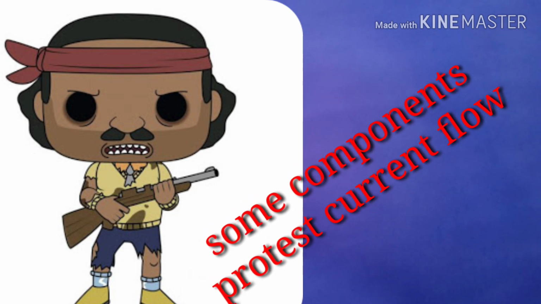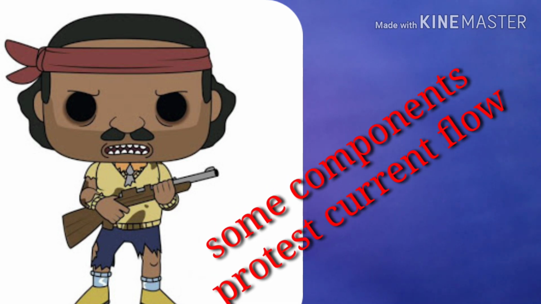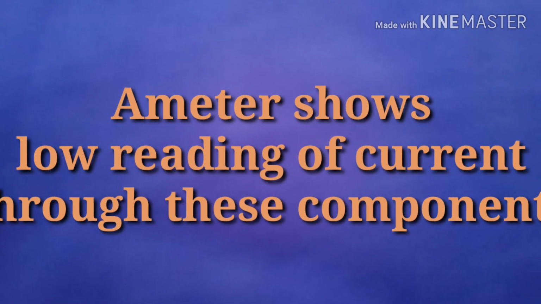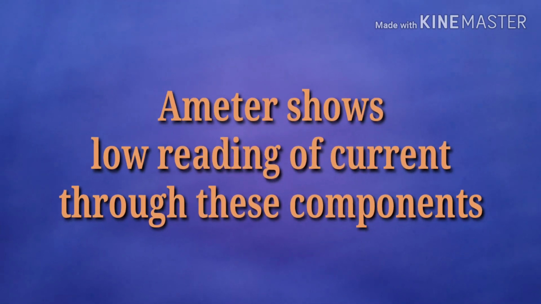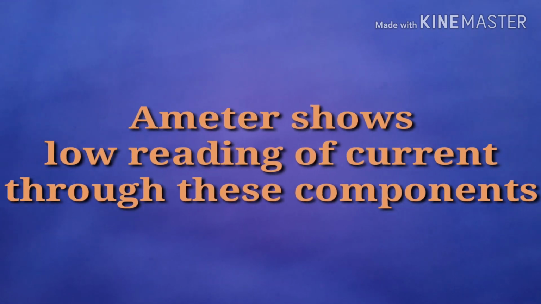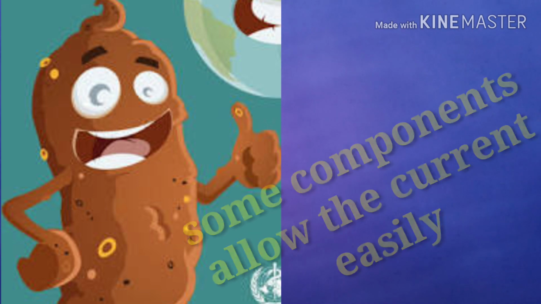That means they protest or restrict the current flow, so the full amount of current supplied by the source does not flow through these components. When we measure the amount of current through these components, the ammeter shows a low reading of current. That means less current is passing through them, while on the other hand, some components show a higher measurement of current. That means they allow the current to pass through them easily.